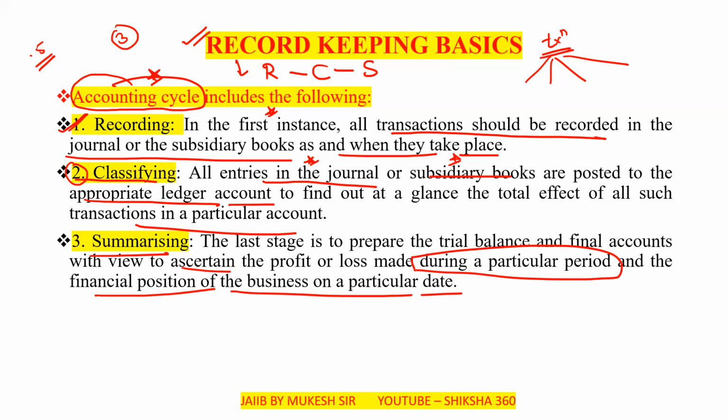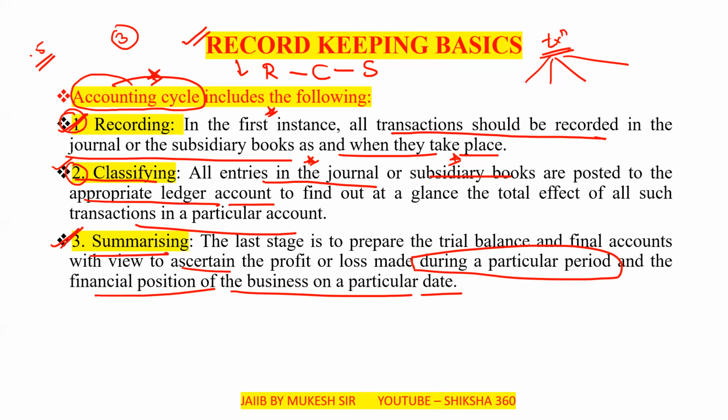And the financial position of the business on a particular date. All these things you are able to understand in the summarizing. So please remember all these things. First one is the recording, second one is the classifying, third one is the summarizing. These three things are to be included under the accounting cycle.